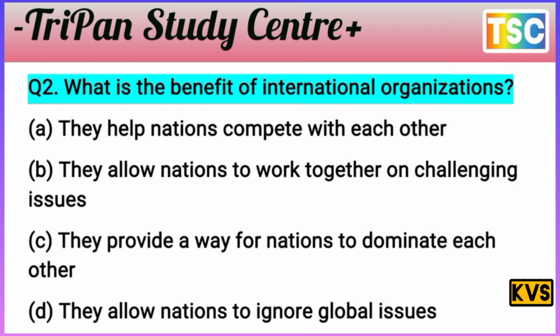The first option: they help nations compete with each other. That's not applicable. And D: they allow nations to ignore global issues. That is nothing; ignoring global issues is not allowed, so D is already eliminated. And C: they provide a way for nations to dominate each other. That's not right either, so C is also eliminated.